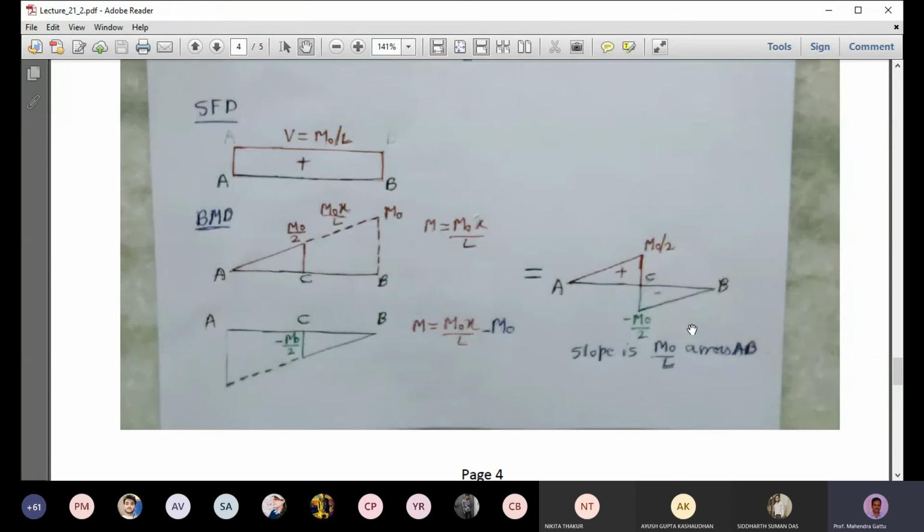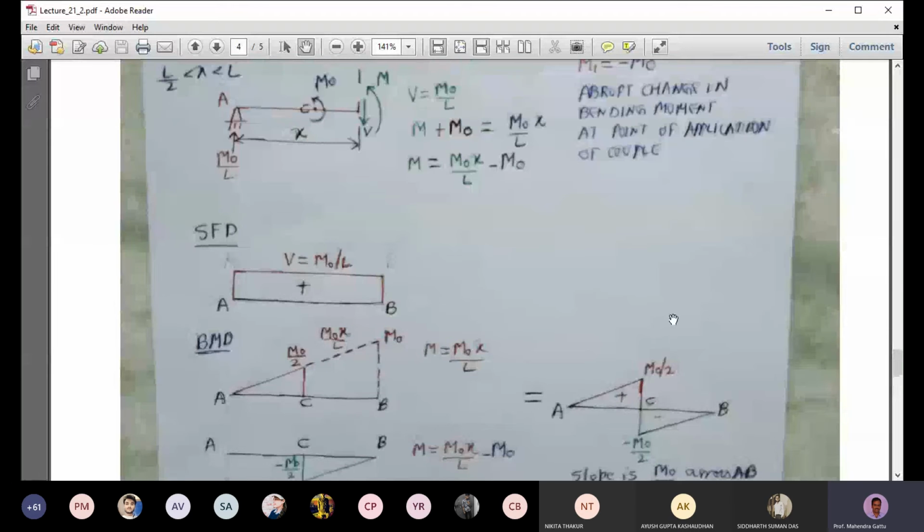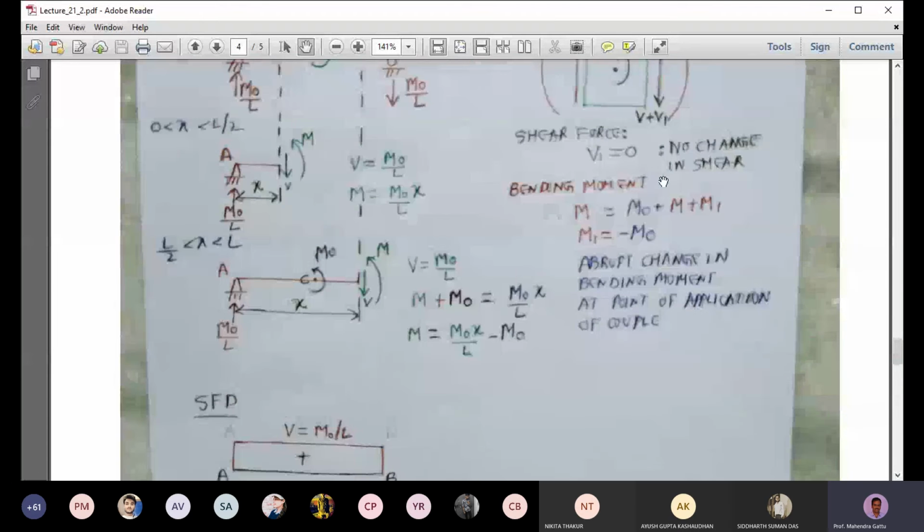Another thing we are noticing is that the bending moment is positive between A to C, and it is negative between C to B. So what does it mean? The positive bending moment means the beam is sagging, and negative bending moment means the beam is hogging. When it sags, the bottom part is in tension, and when it hogs, the bottom part will be in compression. So that is what is seen physically. This is the deflected shape of the beam due to the application of the moment.